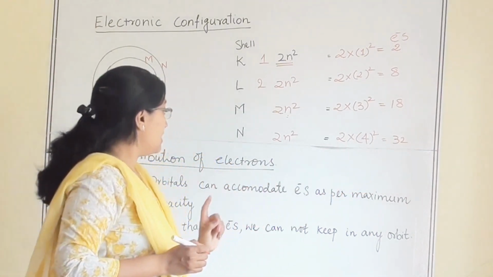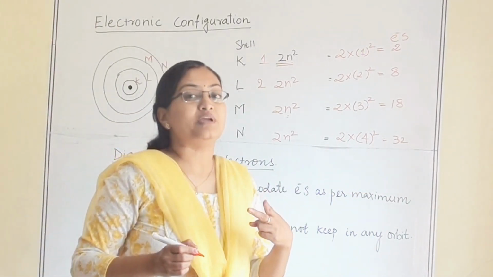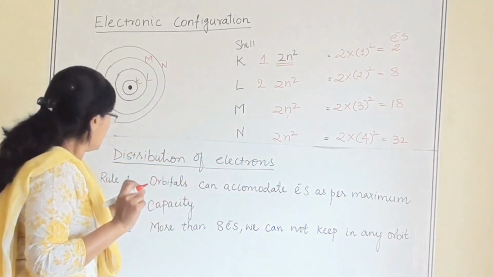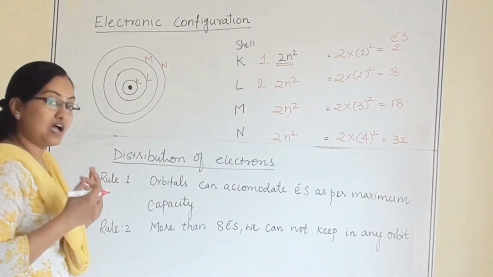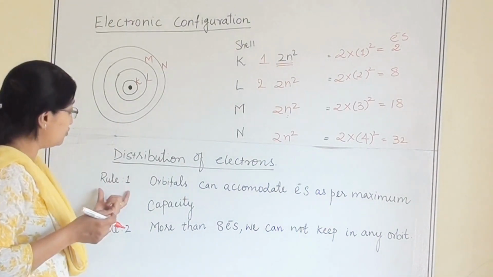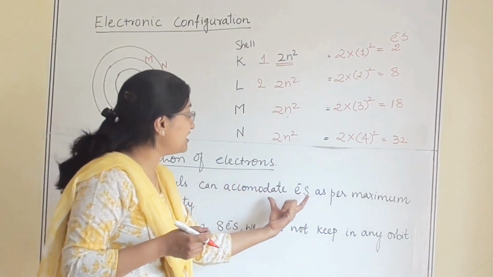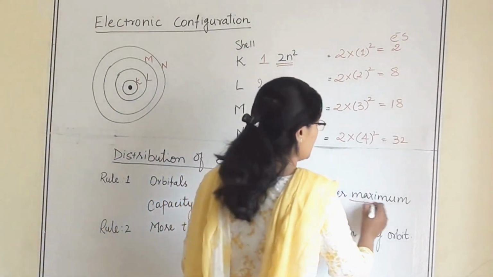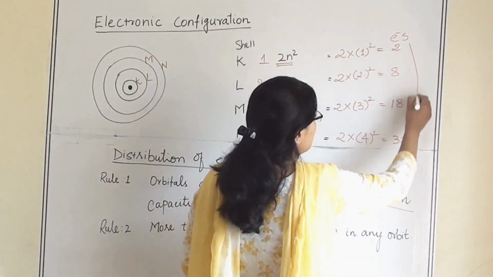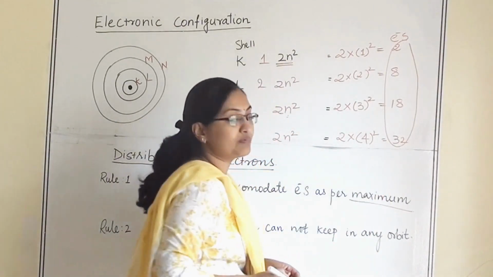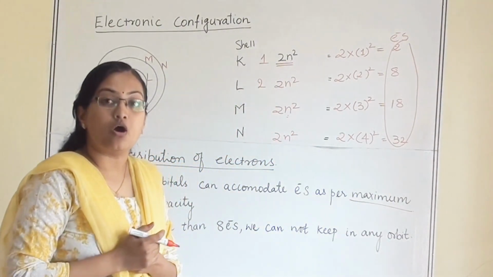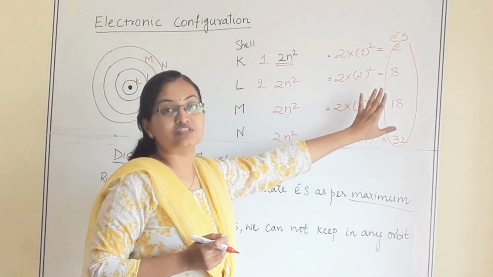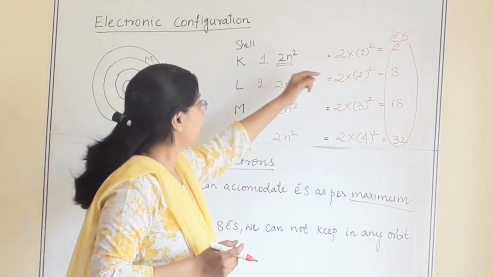But now there are 2 basic rules to distribute electrons. So for the distribution of electrons, how are we going to do that? Rule 1. Orbits can accommodate electrons as per their maximum capacity. What is the maximum capacity? This is the maximum capacity of each and every orbit. More than this, we cannot keep electrons in that particular orbit.